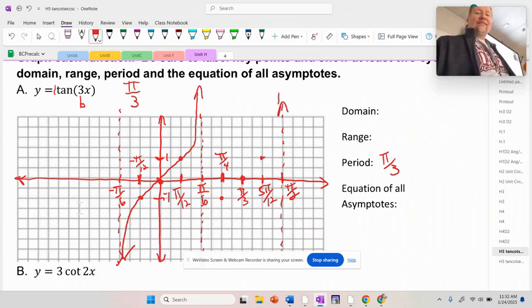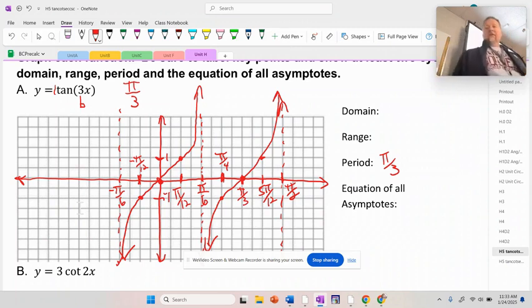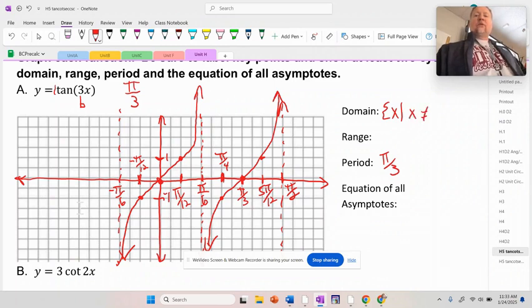Oh, there's more people. And then that's 2 periods worth. I guess you could choose either way. It doesn't really matter. Tangent's a little weird. You gotta get that halfway done, and then you have to get one more either right or left. Okay. Oh, all right. Domain. Let's get used to that. X such that X does not equal. Okay. Where's our first asymptote?